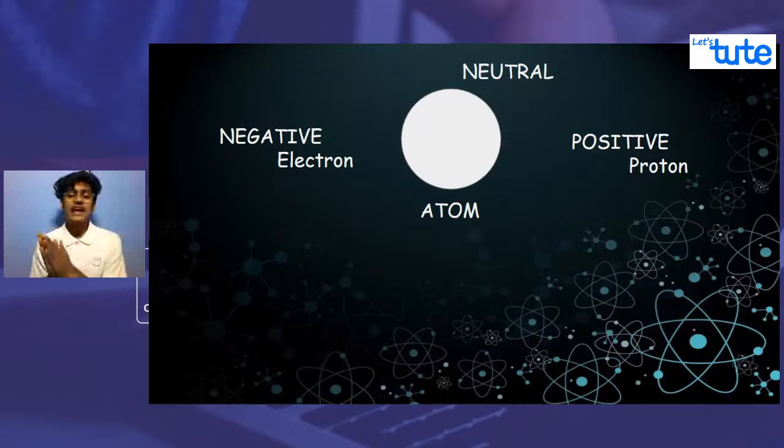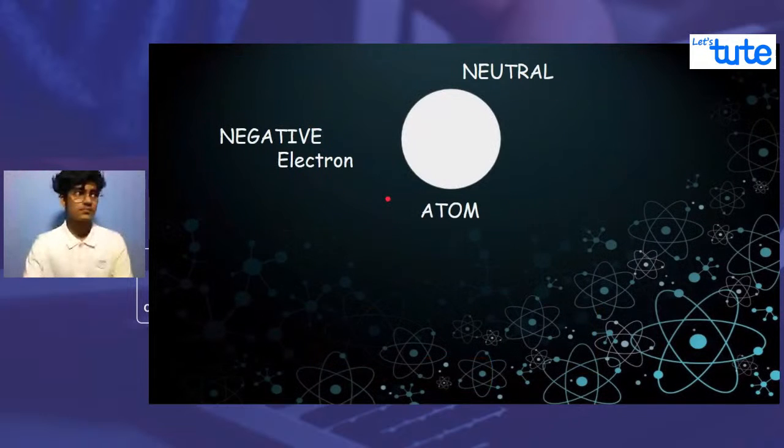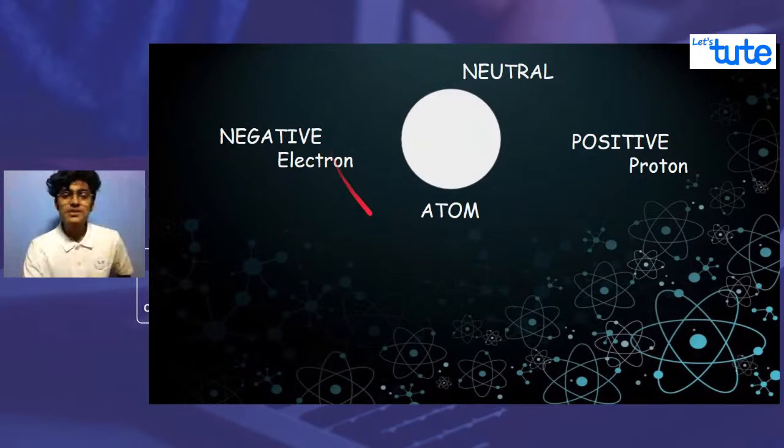Please try to understand this. Anodes are positive and cathodes are negative. Okay, so this was all about today's topic.